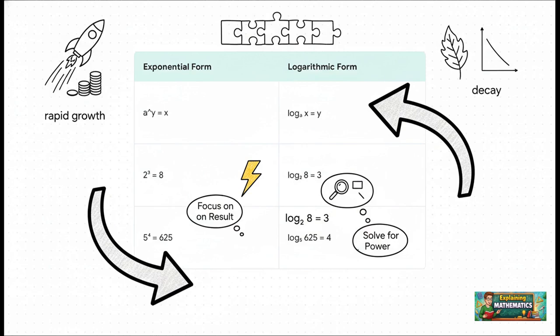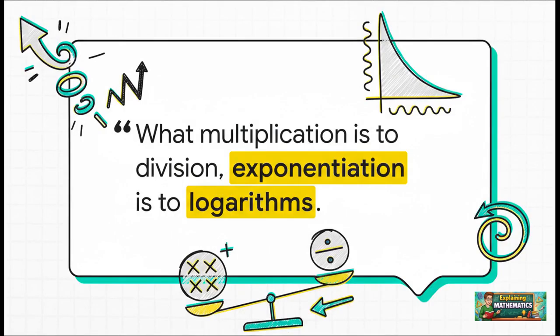Okay, now look at this table, because this really spells it out. Exponential form and logarithmic form, they aren't two different ideas, not at all. They're literally just two sides of the exact same coin. Saying 2 to the power of 3 is 8 is the exact same thing as saying the log base 2 of 8 is 3. You see? The first way focuses on the result of the growth, while the second way focuses on finding the power that drove it. This might just be the simplest way to think about it. Logarithms just undo exponents. That's it. It's just like how division undoes multiplication. They're perfect partners in crime.